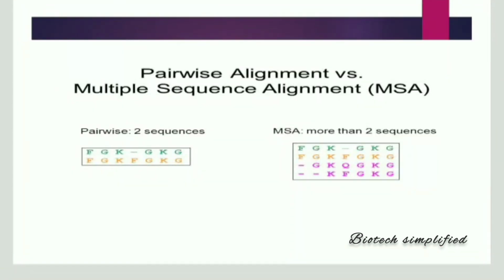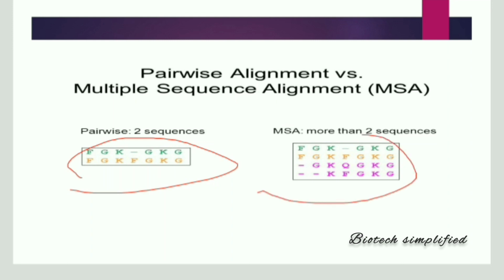As we discussed earlier, a pairwise alignment compares two sequences, whereas a multiple sequence alignment compares more than two sequences. So the difference between pairwise and multiple sequence alignment is that multiple sequences are being compared in multiple sequence alignment, whereas in pairwise alignment only two sequences are being compared.